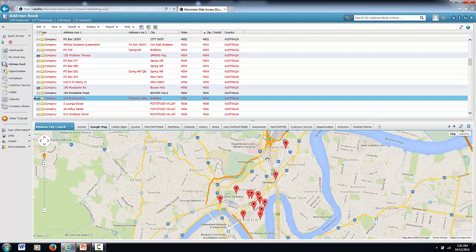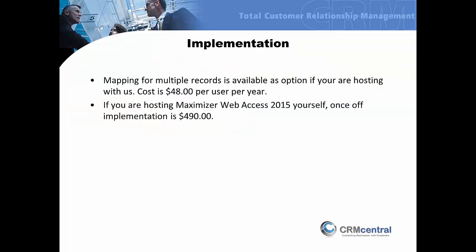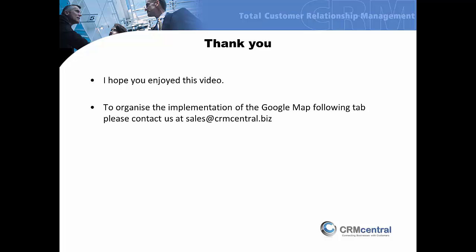Once the addresses have been marked, hovering over the marker will display the name of the address book entry. So remember that the first two options that I showed you, where we were mapping the current address book entry, are part of the standard Maximizer 2015 product. If you want the mapping for multiple records, it's available as an option. And if you're hosting with us, the cost is $48 per user per year. If you are hosting Maximizer Web Access yourself, there's a once-off implementation cost of $490.